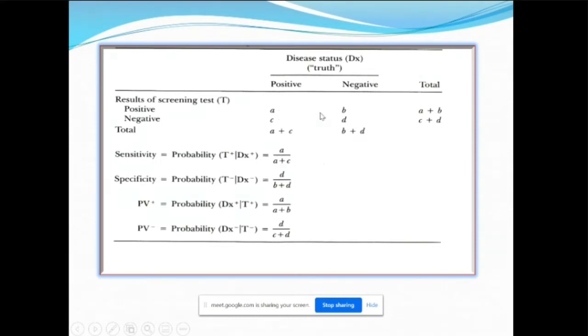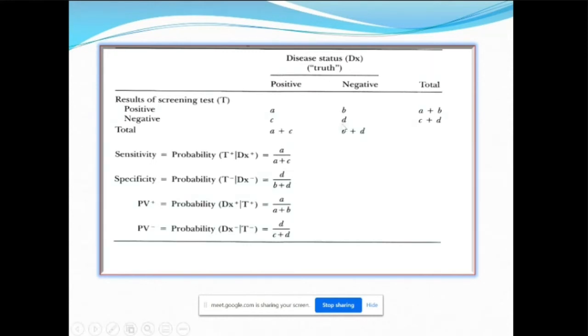So each cell of this table represents a certain criterion or result of screening. Cell A is the true positives. That is, persons who are screened positive, or have a positive screening test result, and they truly have the disease.